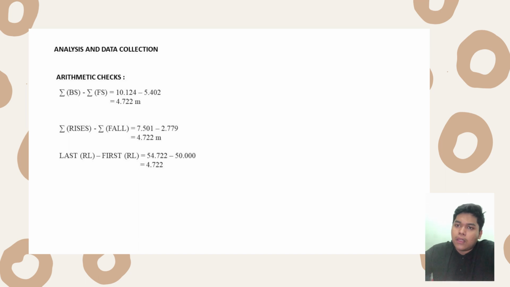Okay, these are the arithmetic checks. Summation of BS minus summation of FS equals 0.124 minus 5.402, so we get the answer 5.722 meter. Summation of rise minus summation of fall, we get the same answer, which is 4.722 meter. The last RL minus the first RL, we get the same answer also, 5.722 meter.